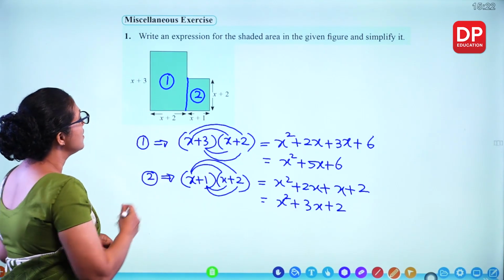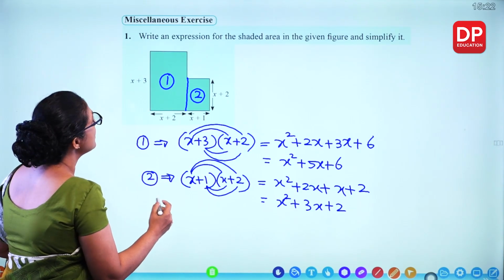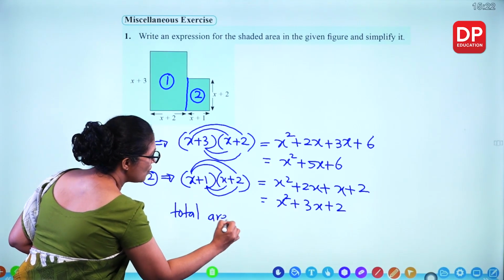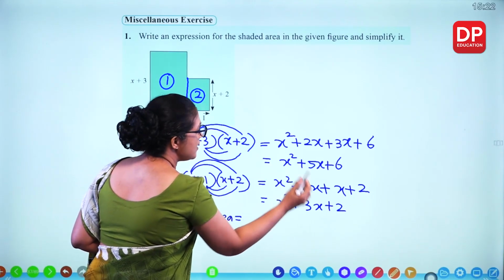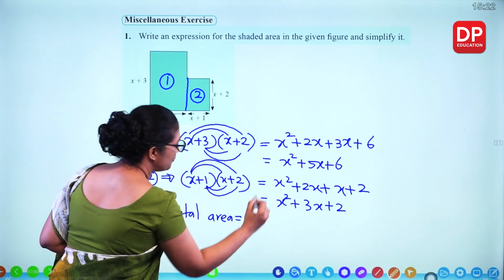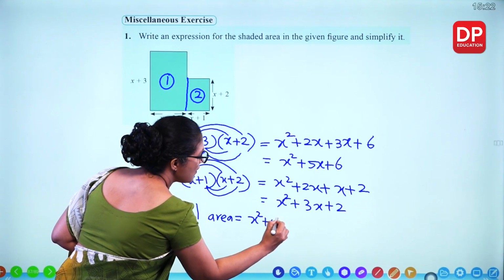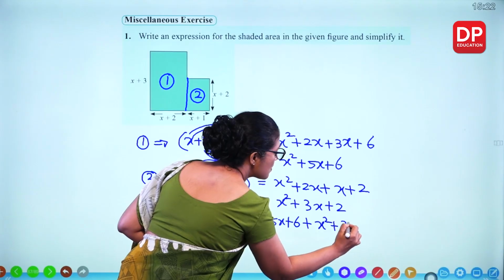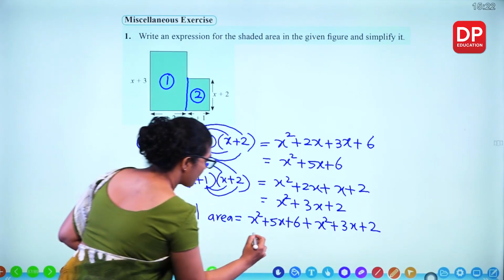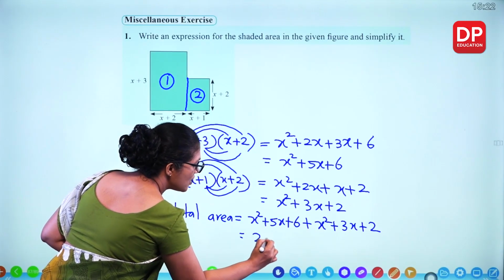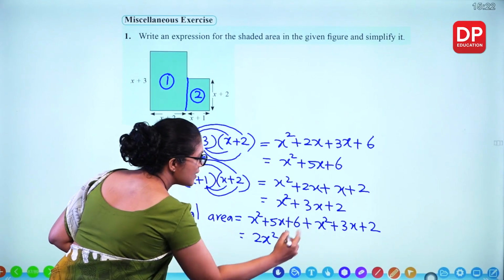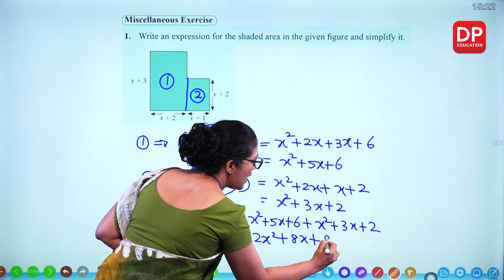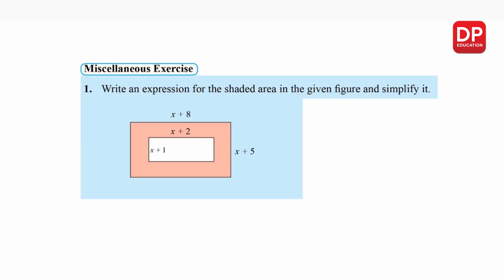Now you have two areas. What's the total area? So total area is equal to, add these two, 1 and 2. x squared plus 5x plus 6 plus x squared plus 3x plus 2. x squared, 2x squared. 5x and 3x, 8x. 6 and 2, 8.